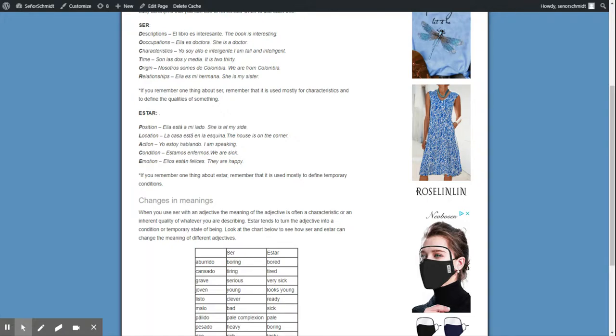Now, this hablando thing is actually a compound tense, and we call those progressive, or the gerund, or present participles. Okay. Condition is the other reason you would use estar if you want to talk about how things temporarily are. So, estamos enfermos, we are sick. That is not a defining characteristic of who you are. You just have a cold. Okay. So you'd use estar. It's also used for emotions and feelings, like ellos están felices. They are happy.